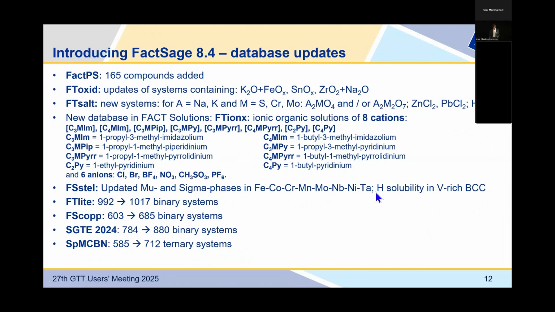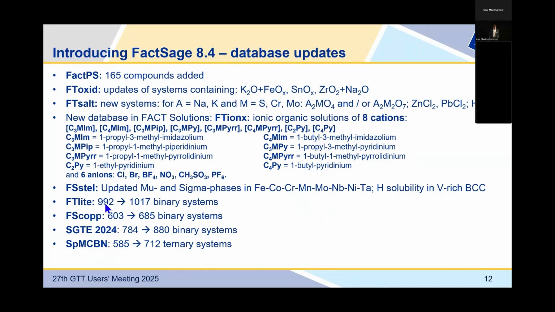Another significant update is the hydrogen solubility. If you want to model hydrogen solubility in steels, as far as I know, FSstel would be the best database to do that. And there has been an update here on the vanadium-rich side of the BCC solution also.